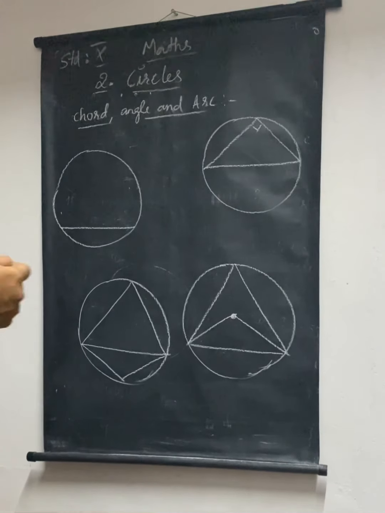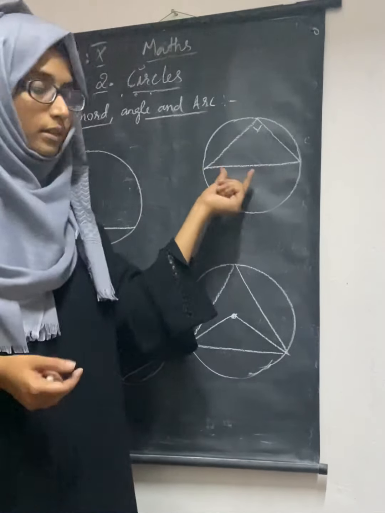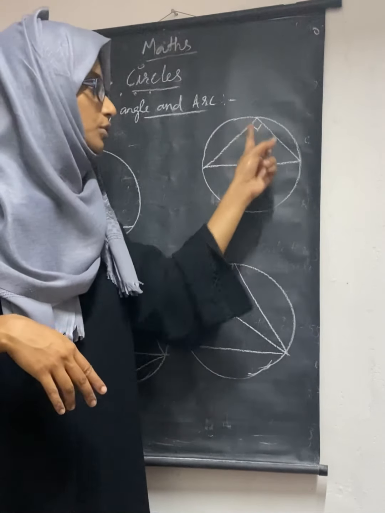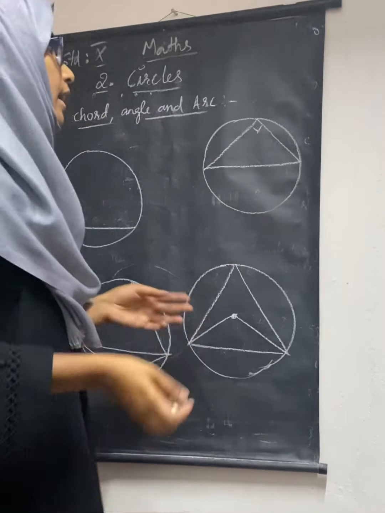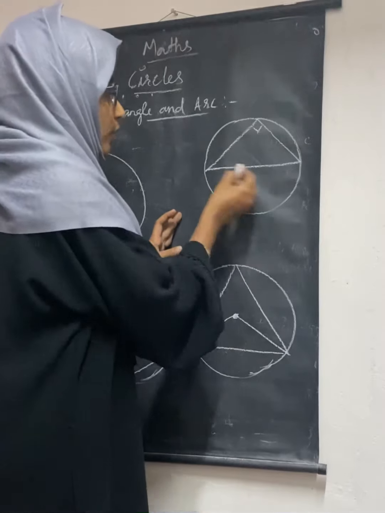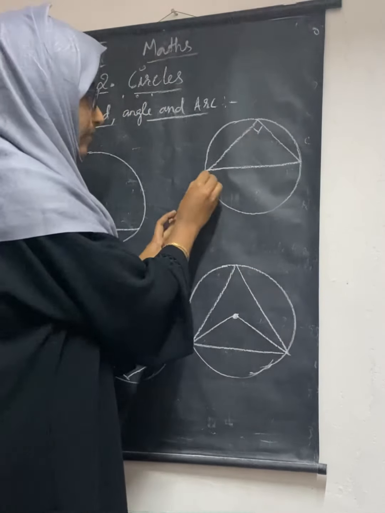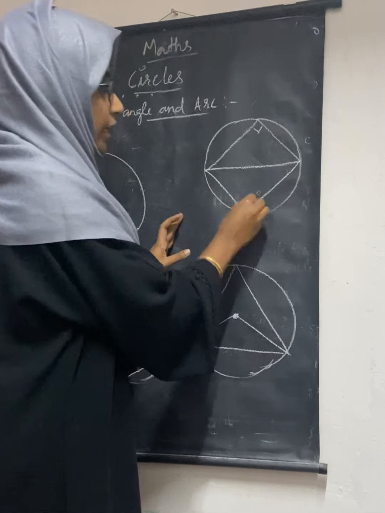Okay, next we will continue with chord, angle and arc. What we studied in the previous topic, that is, in a circle, if you draw a diameter and join a point on the circle, you get a triangle with a 90 degree angle. This is a diameter, you formed one right angle triangle. Same way you can form one down here also. Here also you can form a 90 degree angle.